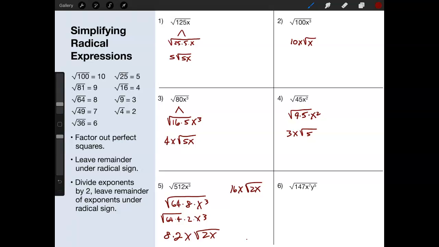For example number 6, we have the square root of 147, x to the 7th and y to the 5th. We will now look at our odd numbers for perfect squares. 81 will not go into 147 evenly. However, if we divide 49 into 147, we get 3. So we can rewrite this 49 times 3, x to the 7th, y to the 5th.